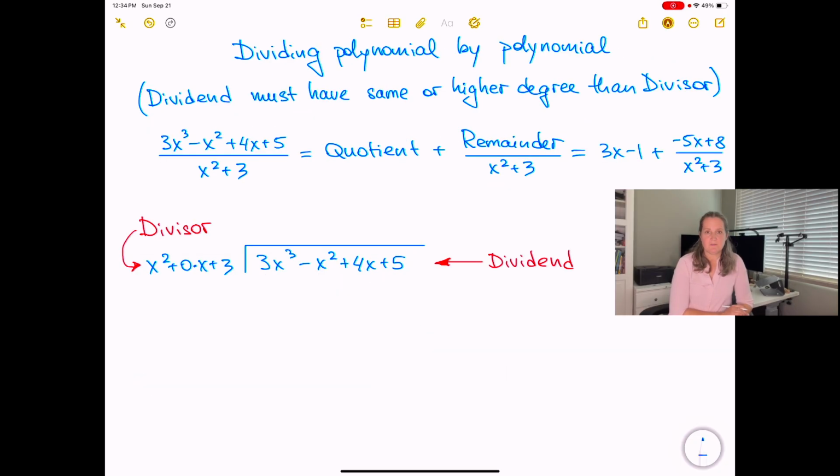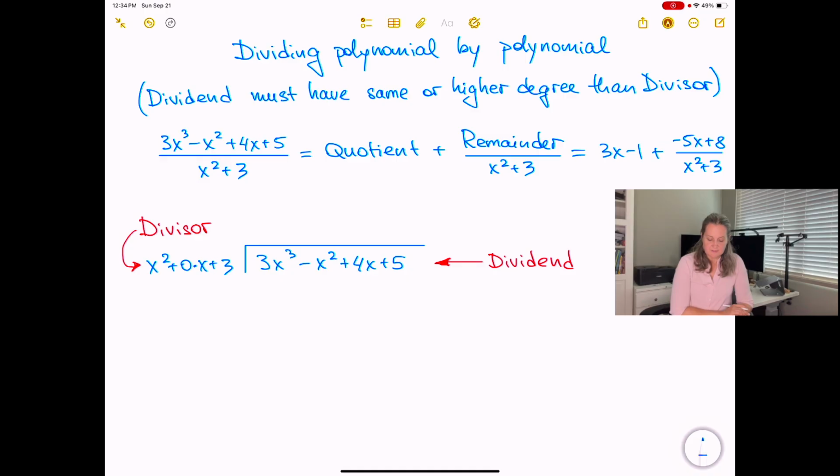When we have a rational function, a polynomial divided by a polynomial, and the polynomial in the numerator has a degree the same or higher than the polynomial in the denominator, we can do exactly the same procedure, long division, and rewrite the expression as a quotient plus remainder over the divisor. Let's consider an example: 3x cubed minus x squared plus 4x plus 5 divided by x squared plus 3.